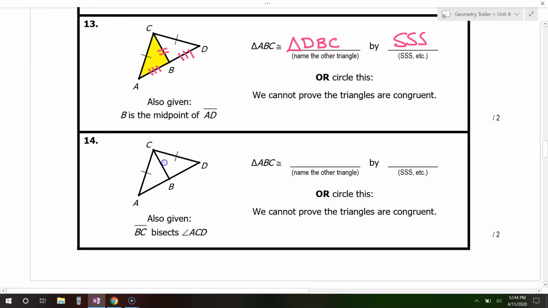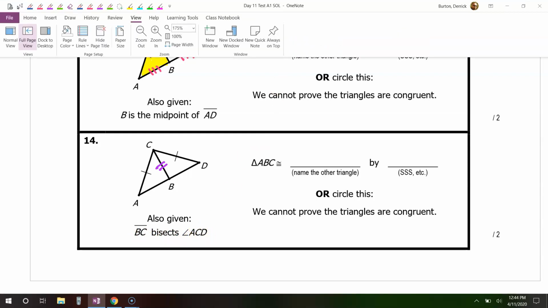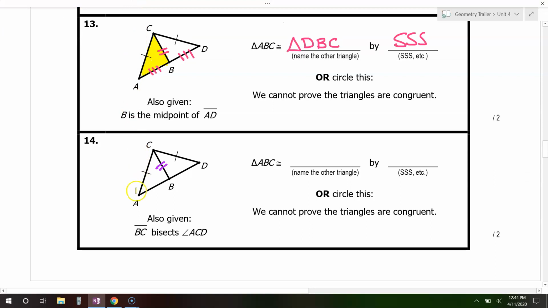Okay, again, let's go ahead and mark the shared side. And let's check out the given. BC bisects angle ACD. All right, angle ACD is right here. Bisect means cut in half. So if we cut this angle in half, that means this side is equal to this side.